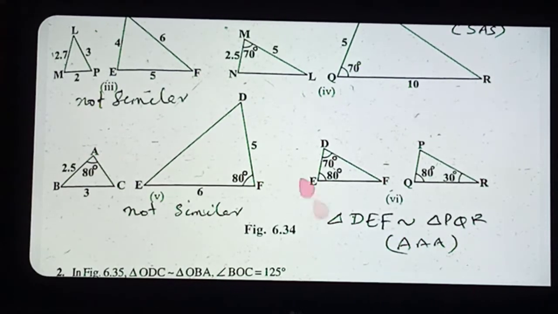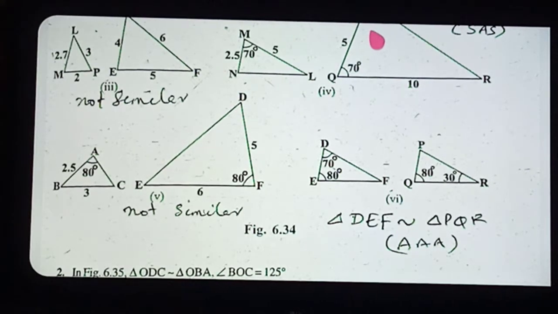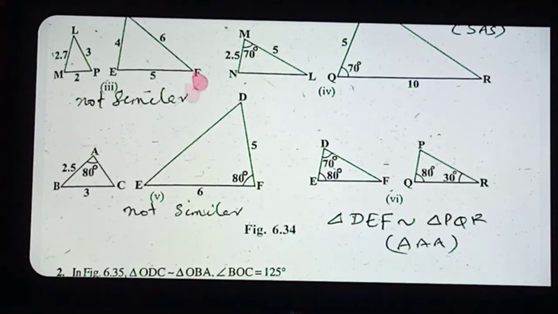Clear? These are the different diagrams. This is only for your understanding. To apply these, you want to know how these theorems are applied. Clear, all of you? Then we will move to the next sums.